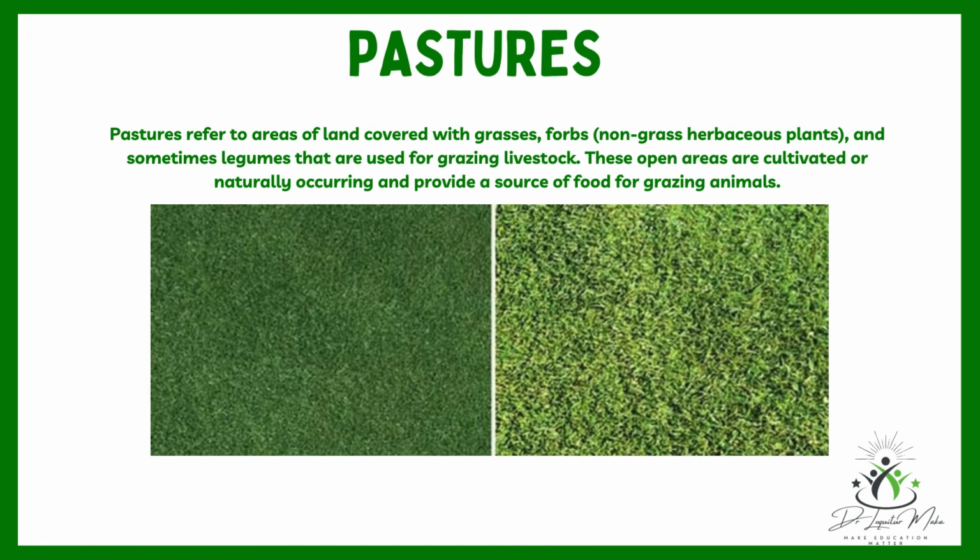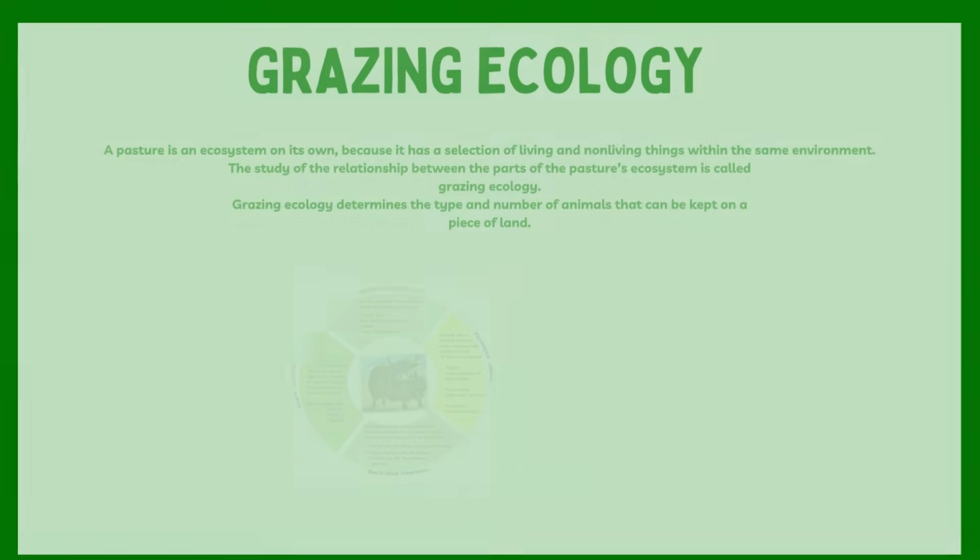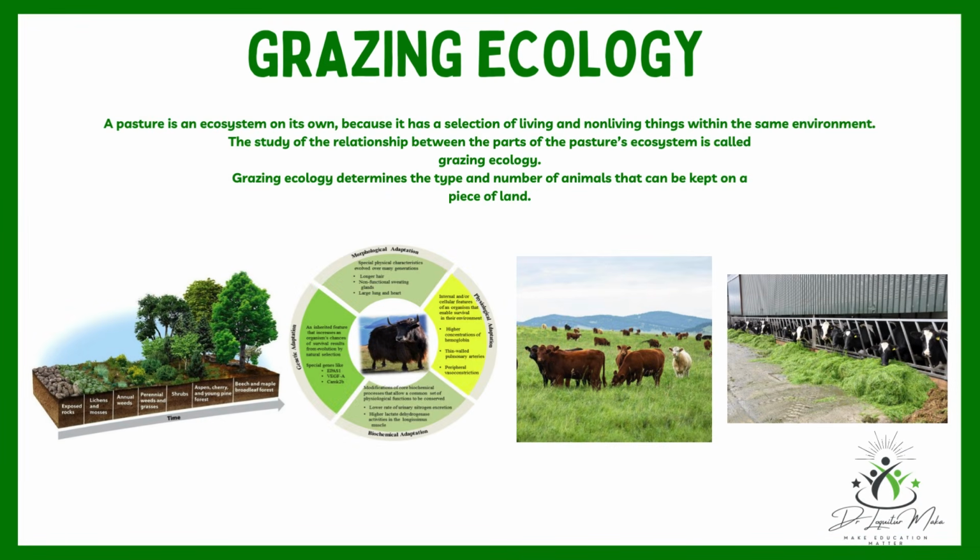They need to be managed. They need to be controlled, right? There needs to be an intensive grazing system that can control the ecosystem, that can control the pastures, to ensure sustainability in a way. Now, there are a lot of factors that influence the grazing ecology, right?